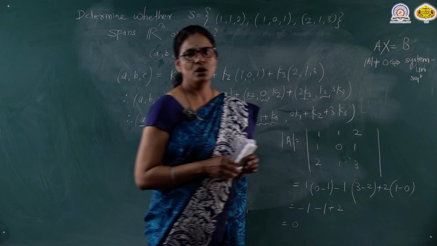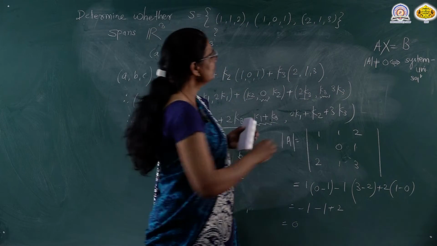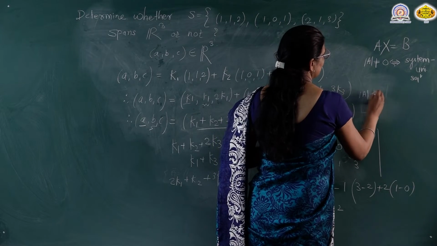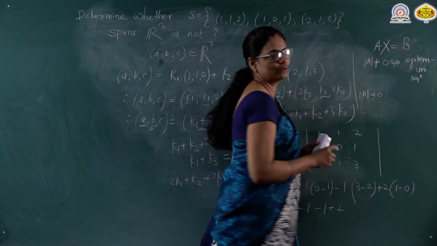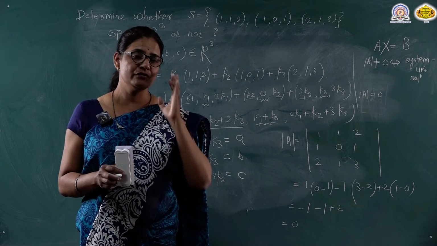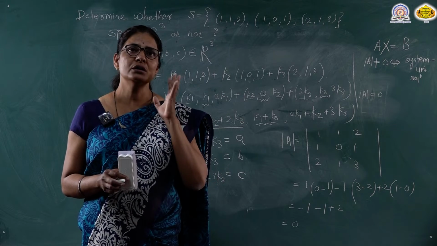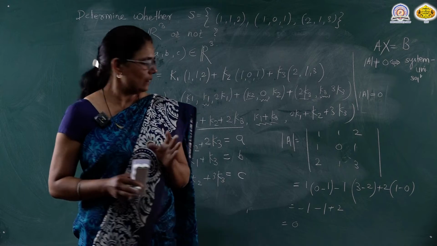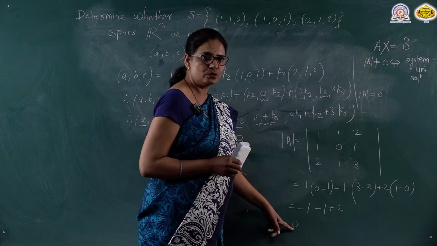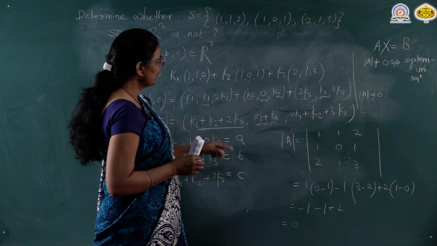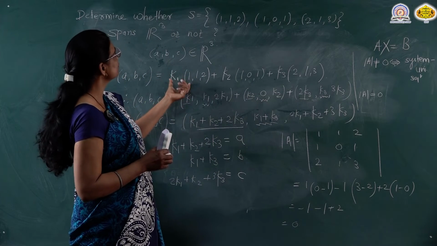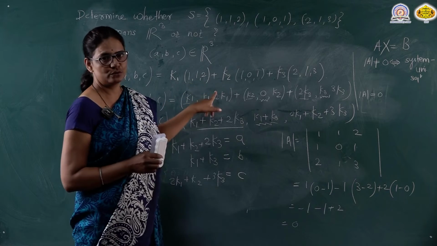This system has a unique solution if the determinant is not equal to 0. The next case is determinant equals to 0. In this case there are 2 choices: either the system has infinitely many solutions or no solution. Now since the determinant is equal to 0, we can't say that every system has a solution, that is, every equation has a solution.